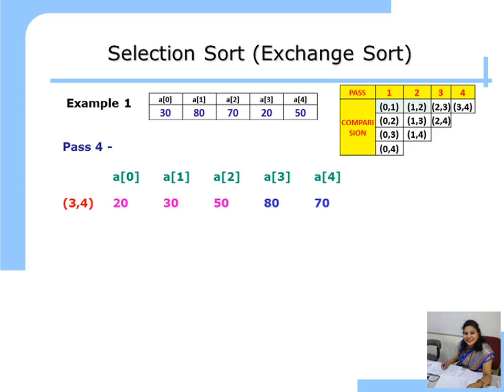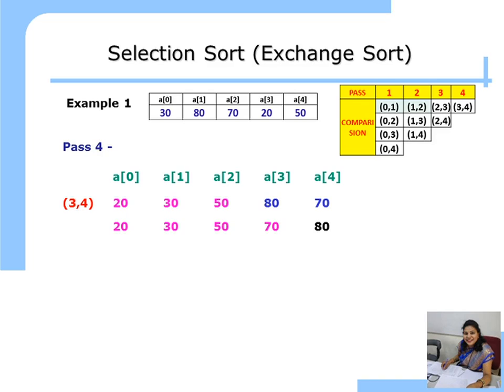As you know, pass 4 has only one comparison. Now we are going to perform this comparison. It is between the third and fourth location. What is present at the third location? 80. What is present at the fourth location? 70. Is the third location element greater than the fourth one? Is 80 greater than 70? Yes. So we will swap it. After swapping, you will get the output 20, 30, 50, 70 and 80.